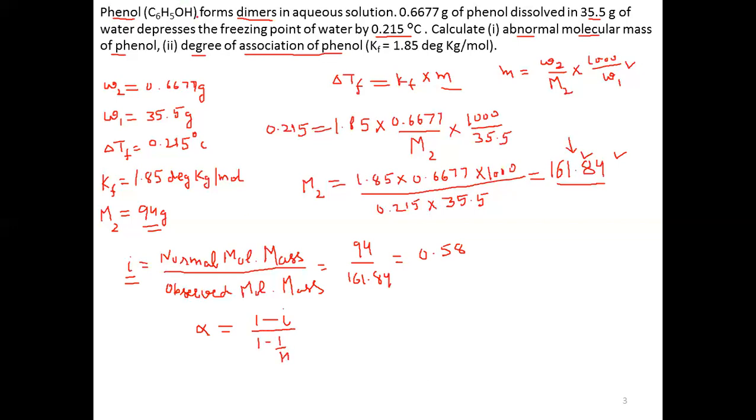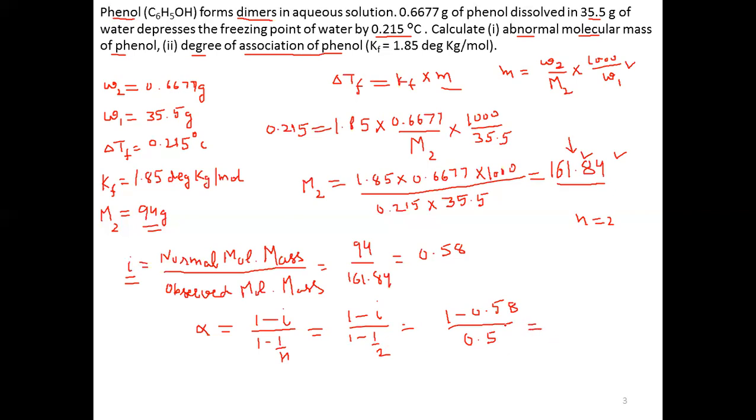As it is said that it forms dimers, that means n is 2. So putting the value, we have alpha is equal to 1 minus iota divided by 1 minus 1 by 2. So now putting the values, 1 minus iota is 0.58 divided by 1 minus half. Half means 0.5. So 1 by 2 is 0.5. 1 minus 0.5 is 0.5.